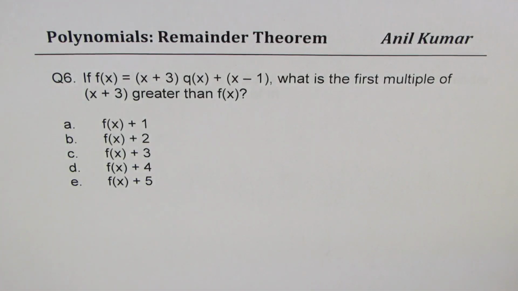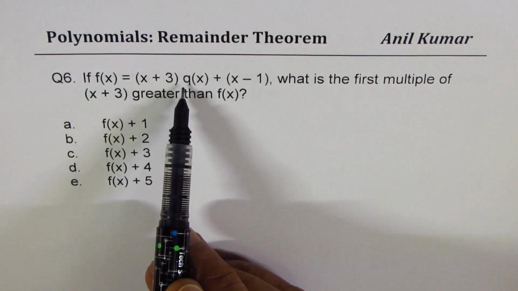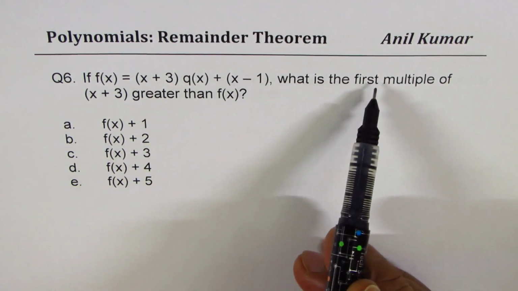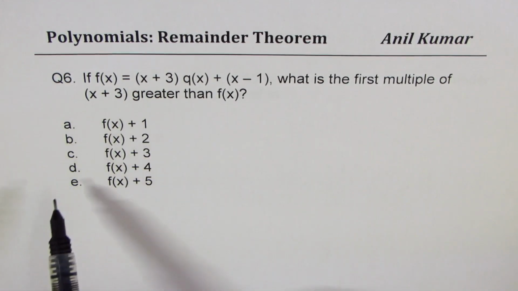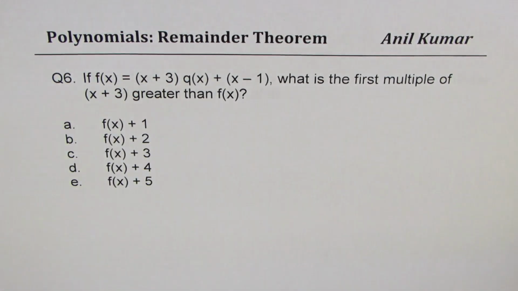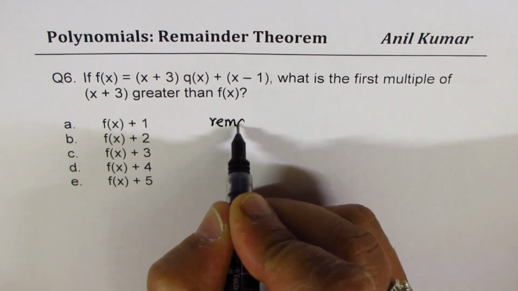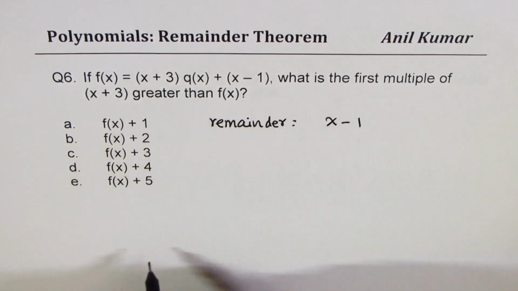Now, question number 6. If f of x is equal to x plus 3 times q of x plus x minus 1, what is the first multiple of x plus 3 greater than f of x? That means we have to add something to f of x. We have 5 choices. To all, we have added some number. You have to figure out what is the right answer. Correct? So the remainder at present is what? Remainder is x minus 1.